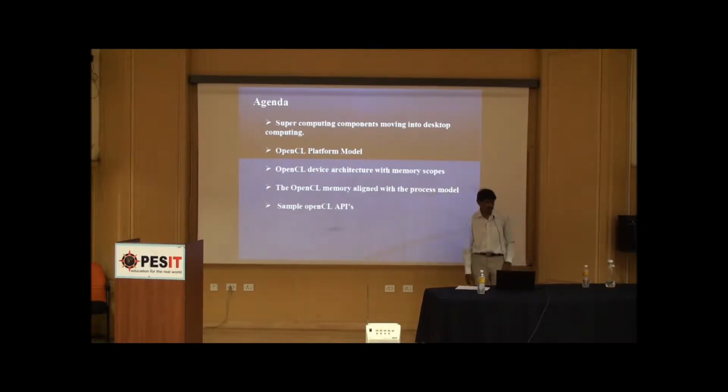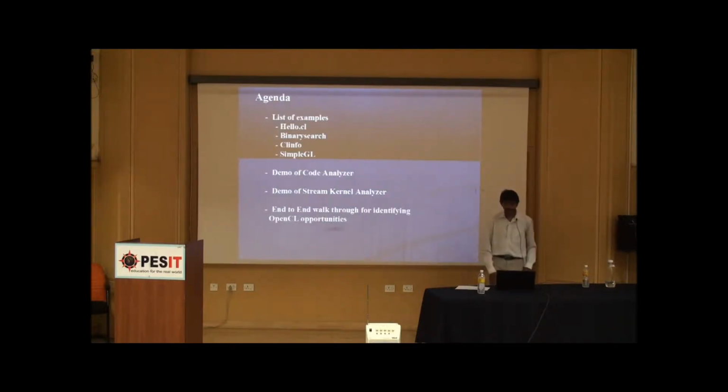How the supercomputing components are moving into the desktop computing. That's what we will be discussing. Then, what is the OpenCL platform model, OpenCL architecture with the memory scopes, and OpenCL memory alignment with the process model, and sample OpenCL APIs. And followed by a list of examples to go with.